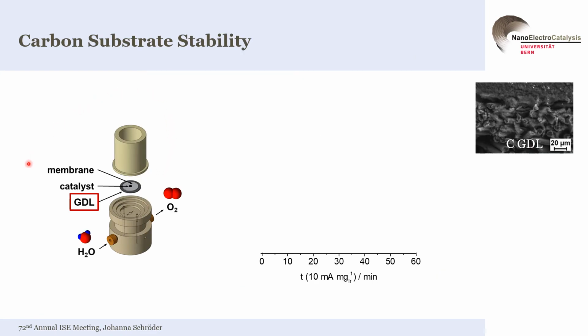As next aspect, I want to talk about the carbon-based gas diffusion layer that I'm mostly using as substrate. When we look at an SEM cross-section, we see a carbon fiber structure and on top a porous carbon layer.